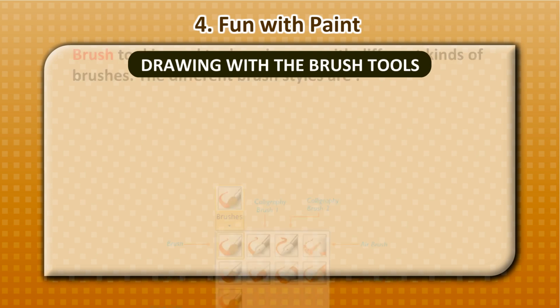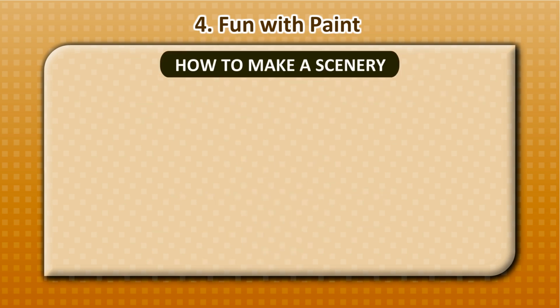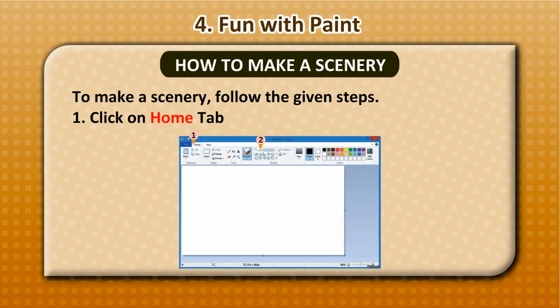Drawing with the brush tools. Brush tool is used to draw images with different kinds of brushes. The different brush styles are brush, oil brush, watercolor, calligraphy brush 1, calligraphy brush 2, airbrush, natural pencil. How to make a scenery. To make a scenery, follow the given steps.